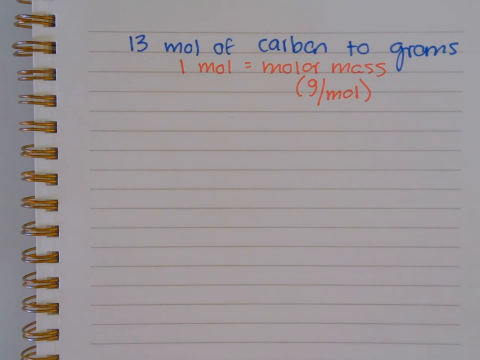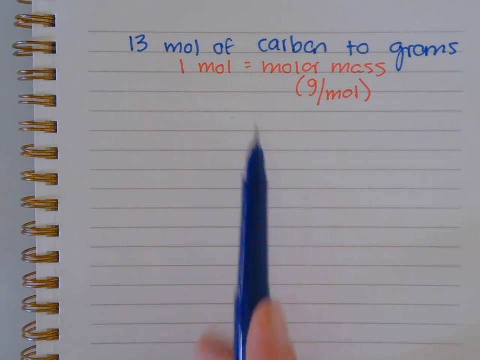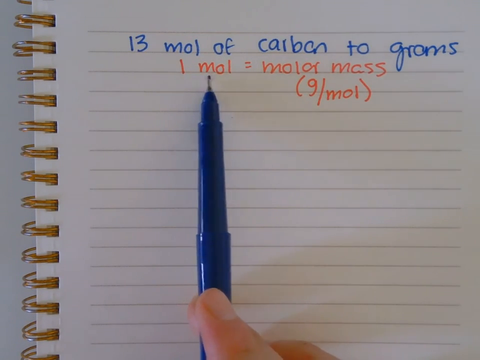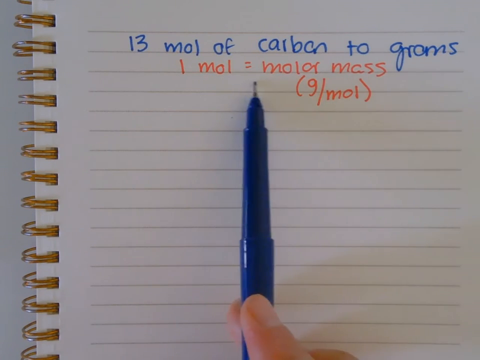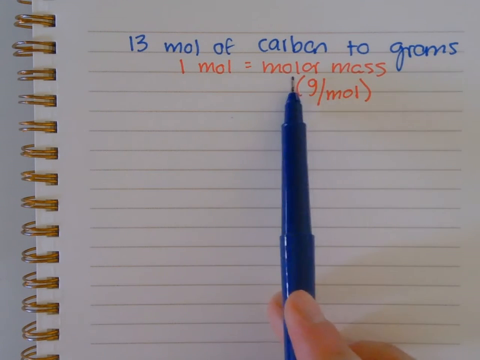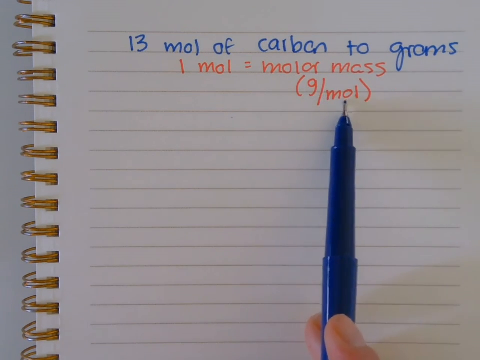Okay, so number 9 is asking you to turn 13 moles of carbon to grams. So the conversion that I need to know to do this question is figuring out that 1 mole is going to equal the molar mass of my element or compound that they're asking about. And molar mass, by definition, has a unit of grams per 1 mole, the number of grams in 1 mole.